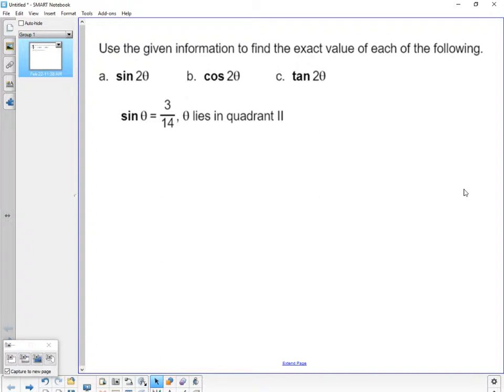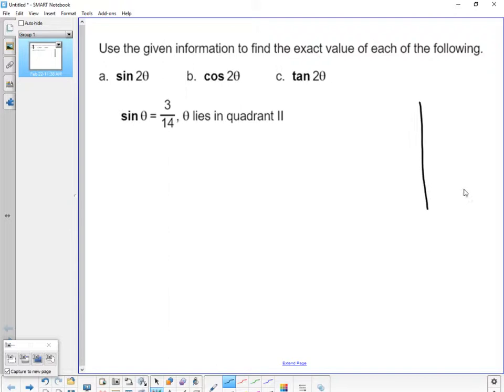Okay. Here's what we're going to do. I'm going to answer the questions that people already have from this, and then we'll go back and try to do any of the ones that people didn't ask about, in order, okay? All right. Use the given information to find the exact values of each of the following. Double angle for, blah, blah, blah.